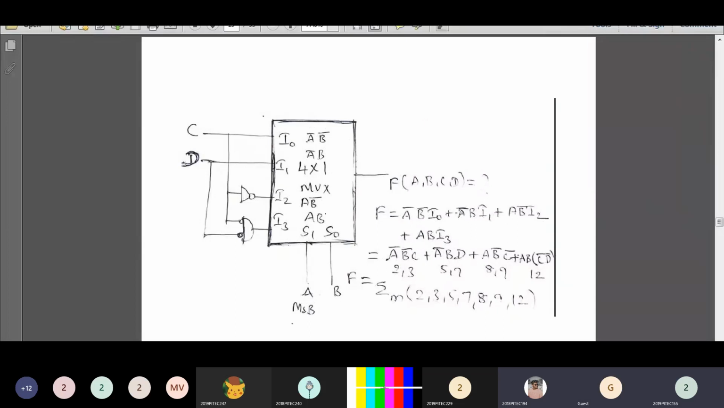Now you have to substitute the I naught value here. What is your I naught value? I naught value is C. So you have to substitute C here. A bar B bar C plus, what is your I1 value? I1 value is D. So here you have to substitute D instead of I1. A bar B D plus third product term A B bar I2. I2 value is C dash. Okay, the NOT gate output will be C dash. So C complement plus AB into what is the I3 value? I3 value is C bar D bar.